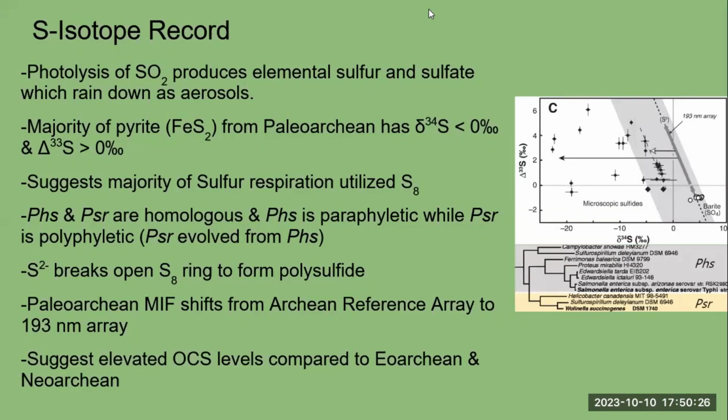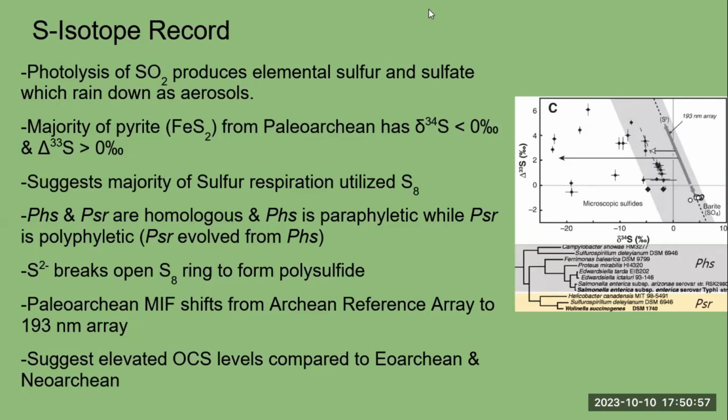So, how does what we know about the diversification of sulfur metabolism match up to the isotope record? The aforementioned UV photolysis of sulfur dioxide will produce elemental sulfur and sulfate aerosols, which will then rain down into the oceans. Much of the pyrites from the Paleoarchean with highly negative delta 34S values also have positive cap delta 33S values. This suggests the majority of sulfur used by contemporary microorganisms was elemental sulfur.